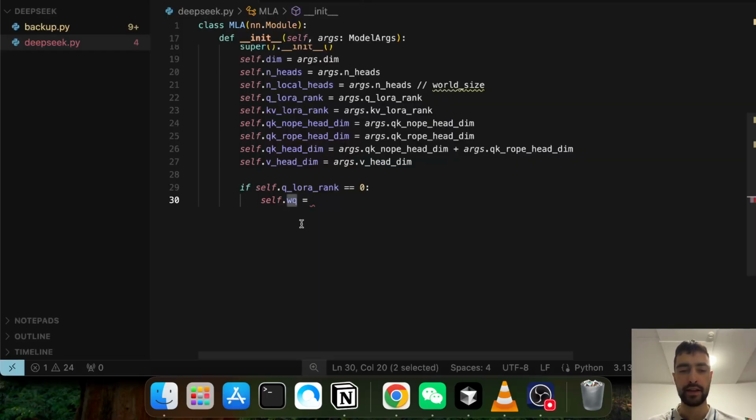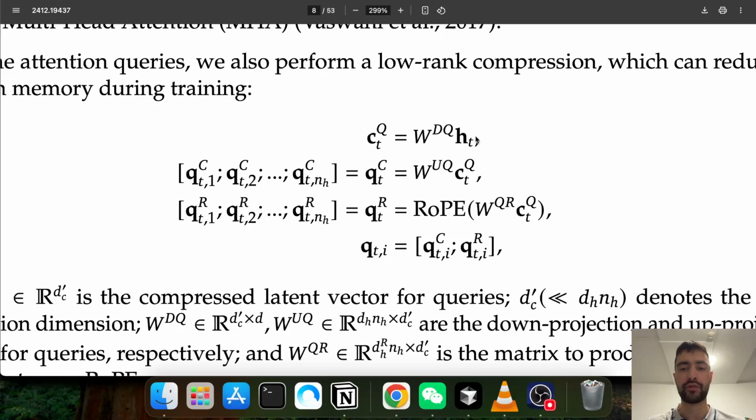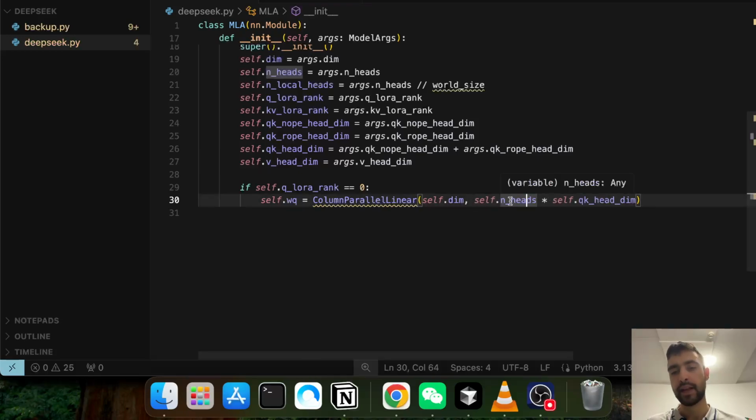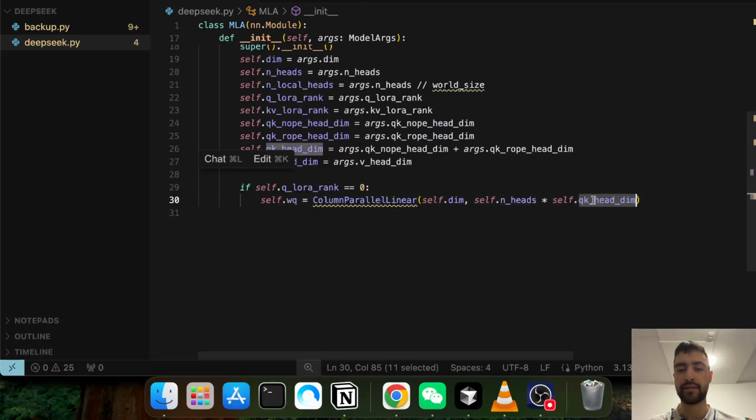Then you have this query weight matrix, and we will use a column parallel linear. For now, let's just imagine this is a linear layer, and we convert from self dimension, which is the dimension of this vector embedding of the token. That's the input dimension. Output dimension is number of heads times the dimension for the query head, which is kept in this, so we are computing weight for the query, right?